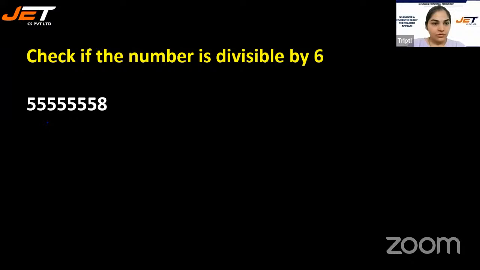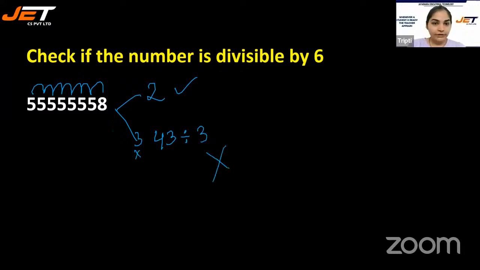Okay, right. So next is, let's check for 2. Yes, I can see it is divisible by 2. 5 plus 5, 10, 15, 20, 25, 30, 35. 35 plus 8, 43. We are checking for 3 now. 43 is divisible by 3? No. So this number is not divisible by 3. Add 6 as well. Okay?